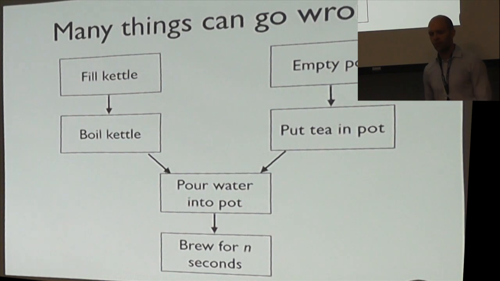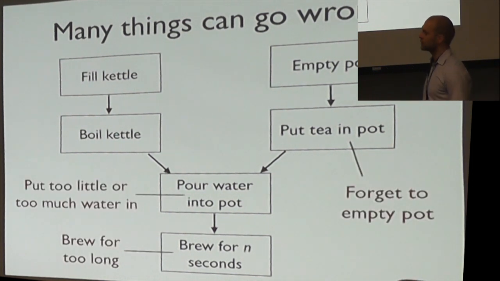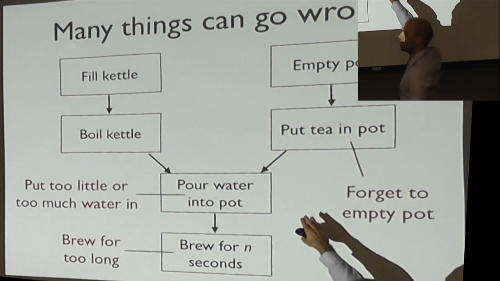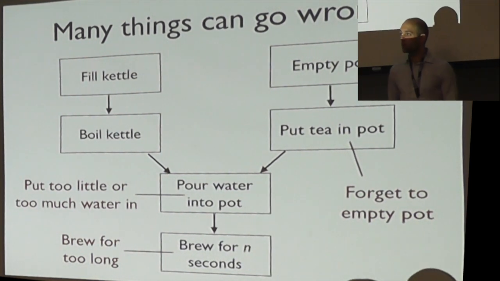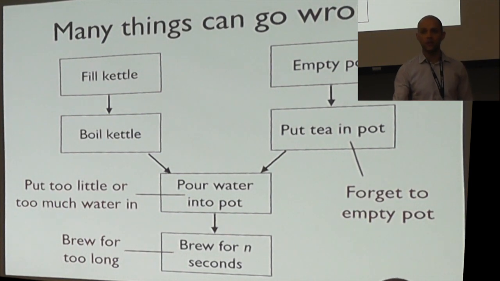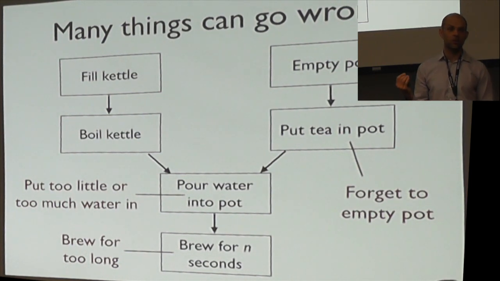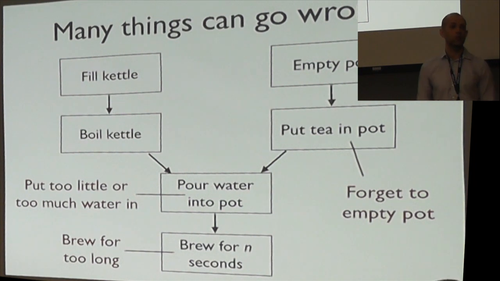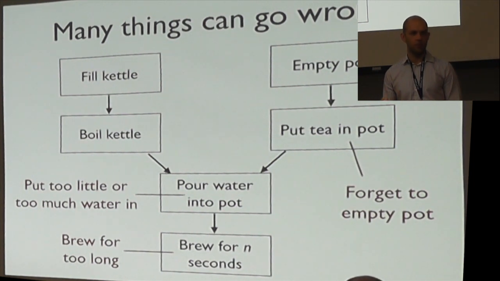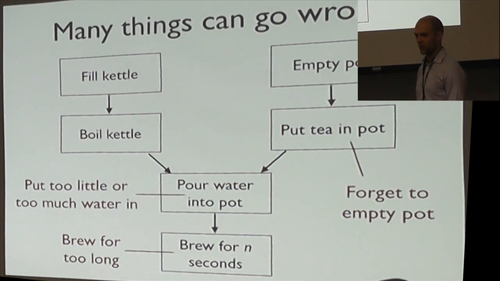So, what can go wrong when making tea? Well, we can put too little or too much water in with the tea in the pot. If you put too little in, you will actually end up with very bitter, strong tea. If you brew too long, you will typically end up with very bitter tea. You do not want to drink that.